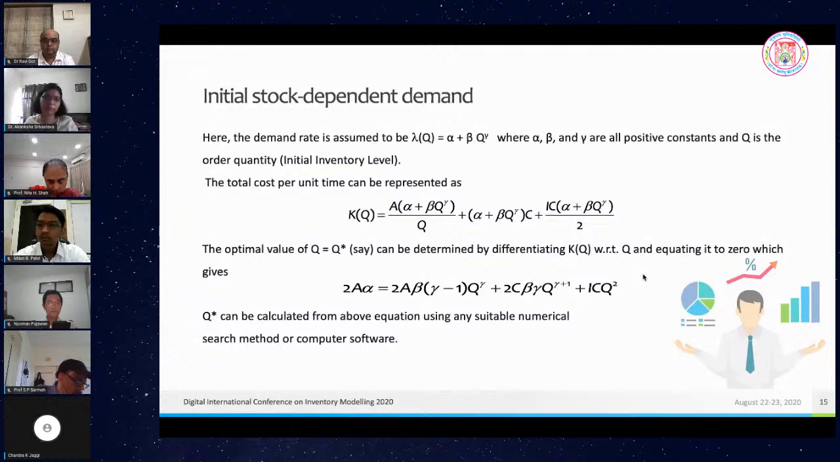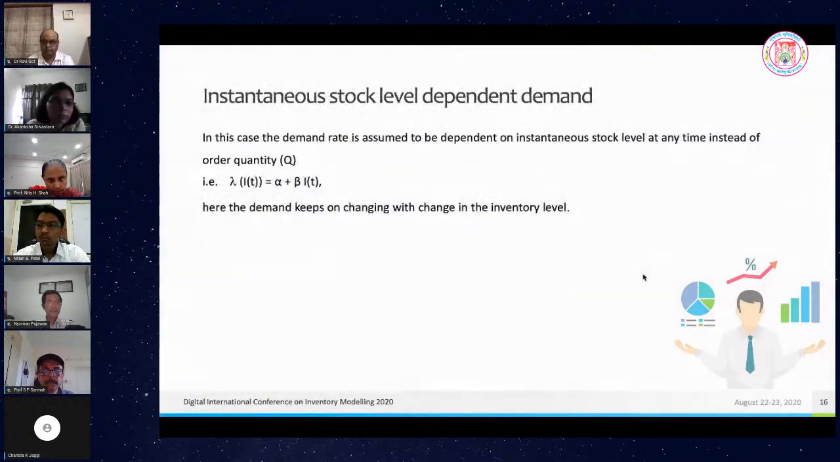Here, in the initial research, demand was dependent upon Q, and then subsequently Q was replaced with the inventory level I(t). Next, please. Then subsequently it was taken as I(t). That means as soon as my stock level depletes, the impact on the demand for that product goes down. Next, please.